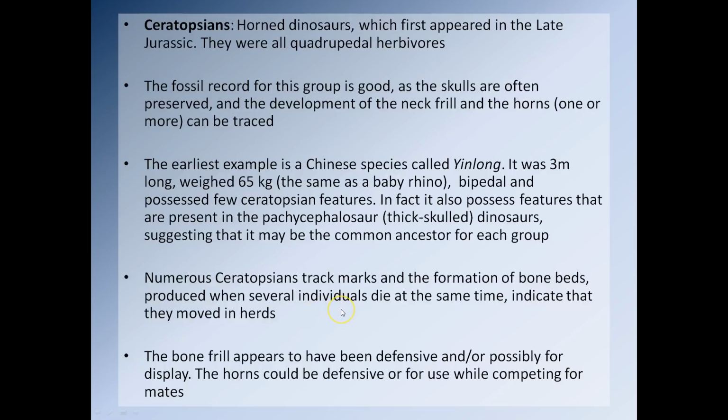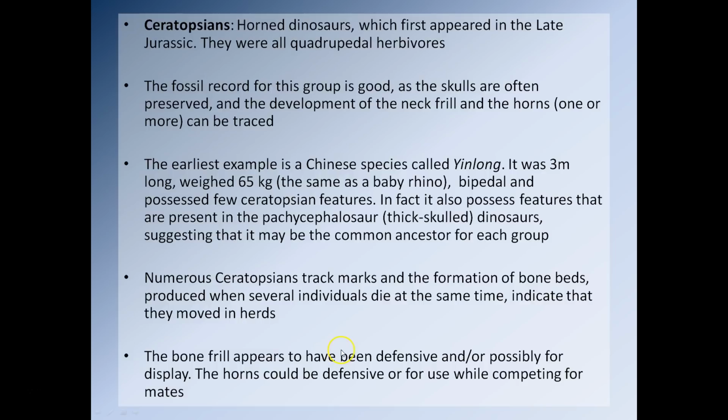So in terms of the bone frill that sits at the back of the skull and protects the neck, there are a few suggestions as to why it could have existed. The first and most obvious suggestion is that it's defensive. Having a big heavy bone frill right at the base of the skull helps to protect the neck. It means that dinosaurs like Triceratops could not be bitten on the neck, because once that happens, you're pretty much doomed. So having the neck frill there stops dinosaurs like Tyrannosaurus Rex from accessing the neck and killing you very quickly. It gives you more of a chance of survival.